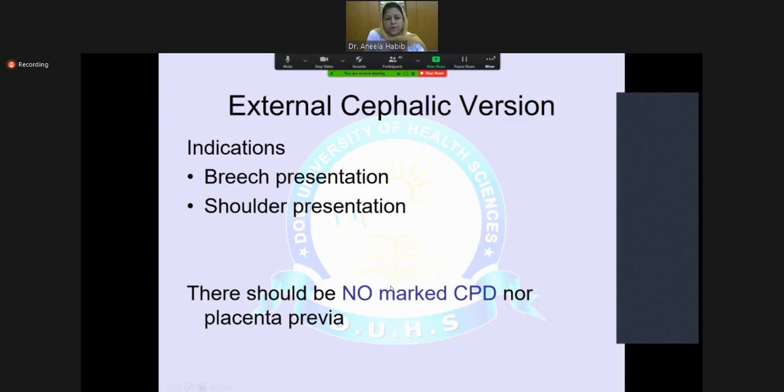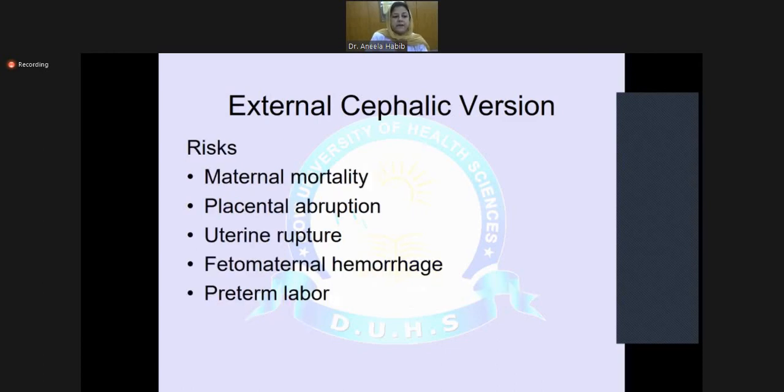So these are all the basic prerequisites. You need to sort it out. Would she be able to deliver vaginally even after an external cephalic version? How willing is your patient and how cooperative is she? But the risks of maternal mortality, placental abruption, uterine rupture, fetal-maternal hemorrhage and preterm labor are always there. You need to do it at term to avoid preterm labor and fetal-maternal hemorrhage. You are using ultrasound, with gentle pressure, very slowly, and it may take time. You are not supposed to pressurize the uterus. Then you can prevent all these complications.